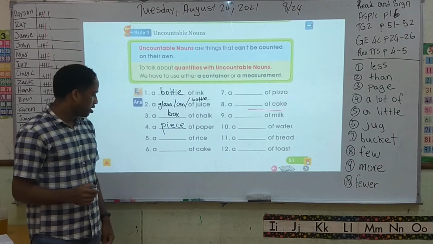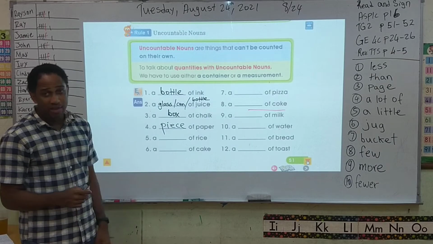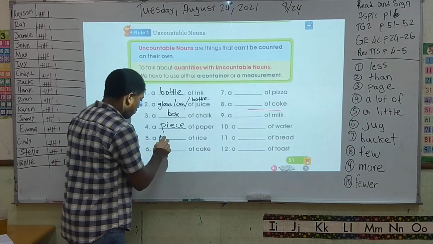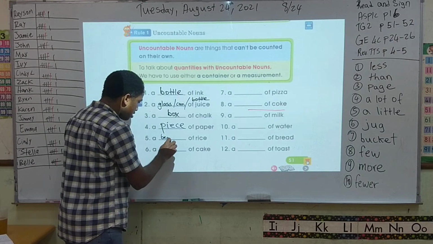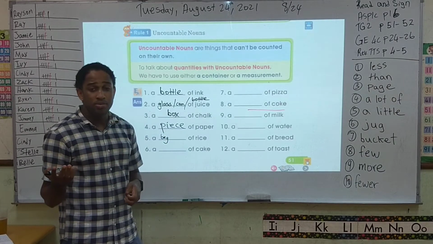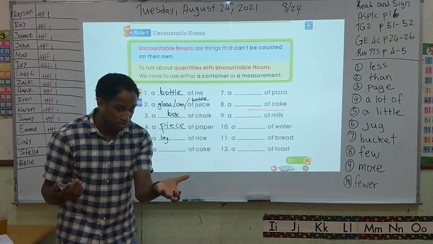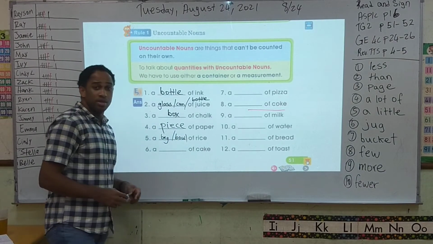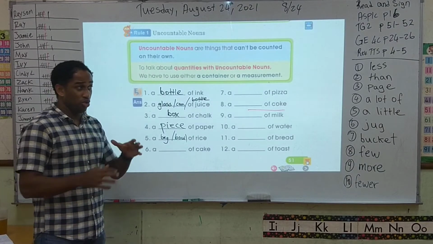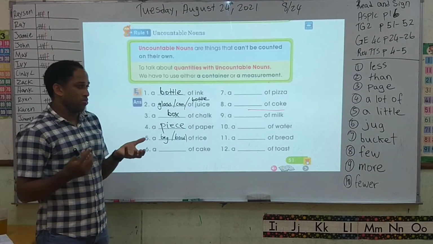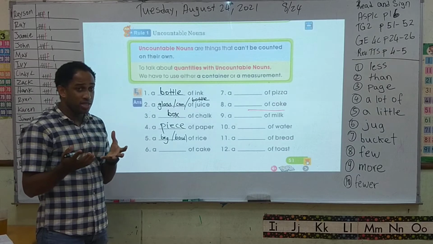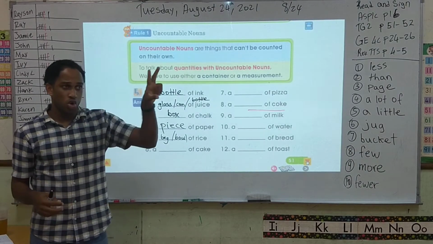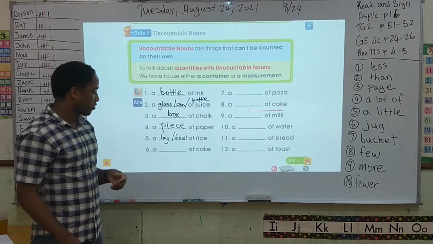Number 5, you have rice. With rice, we can say a bag of rice, or you can say, Mommy, can I have a bowl of rice? So you can say bag or you can say bowl. If you go out to have dinner, you can say, Mommy, can I have a bowl of rice? So you can have a bowl of rice, or 2 bowls of rice, or 3 bowls of rice.